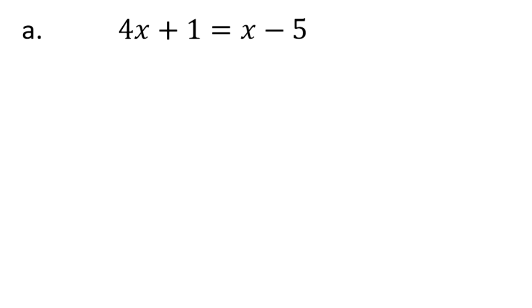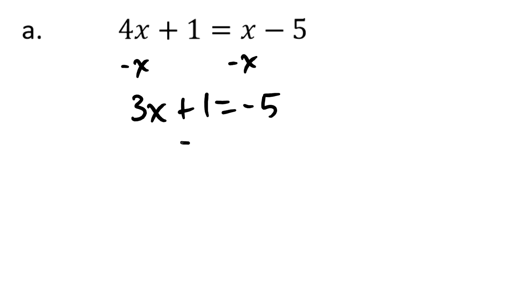Next series of problems had four equations. They appeared to be linear, and you were asked to solve for x. In the first one, if I take away an x from each side, you'll remember that this leaves 3x on the left-hand side plus 1, and that equals -5. And I could subtract a 1 from each side.